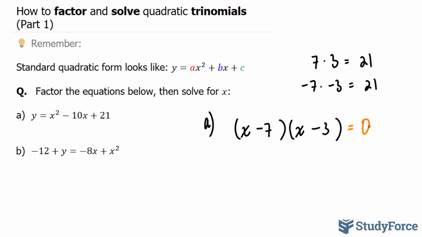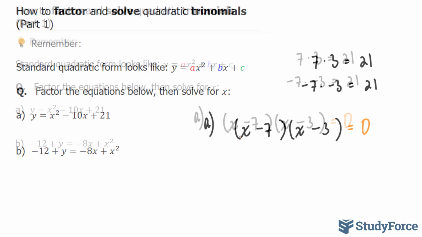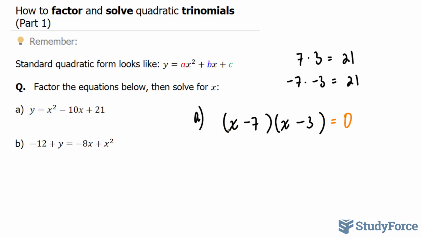Once you've set y to 0, you need to solve for the x's here. Now, many teachers will tell you that to solve for the x's, you take your x minus 7 and make it equal to 0, and you take your x minus 3 and make it equal to 0, and your answers are positive 7 and positive 3. A lot of teachers will tell you to do that, but I'll explain to you the reasoning behind that.